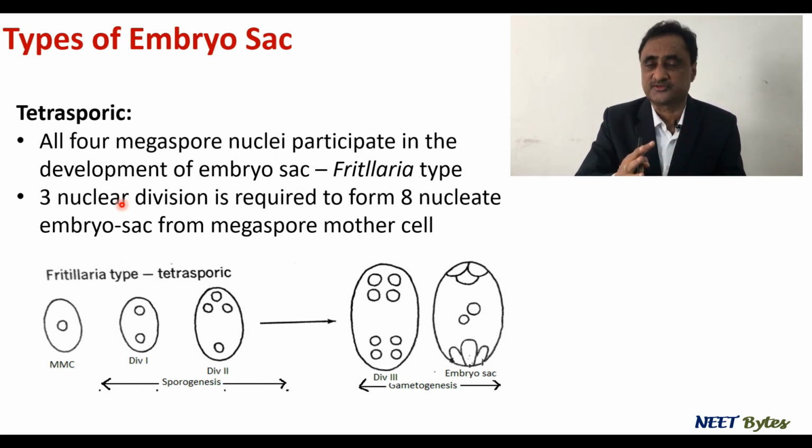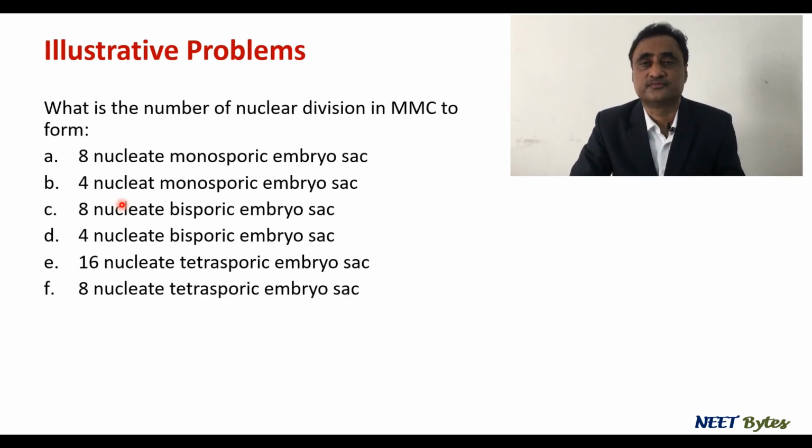So these are the very basic things we have to keep in mind. And if you understood the concept, then these are the types of questions that are asked. For instance, for an 8 nucleate monosporic embryo sac, the typical number of nuclear divisions is 5. Now for the 4 nucleate monosporic embryo sac, what should be the answer? It's 4, right? Now for an 8 nucleate bisporic embryo sac, we know very well, that is 4, right? Now for 4 nucleate bisporic, there is 1 division less.